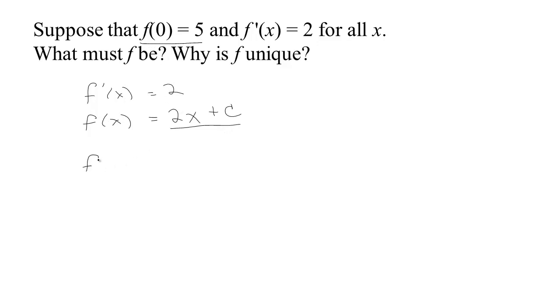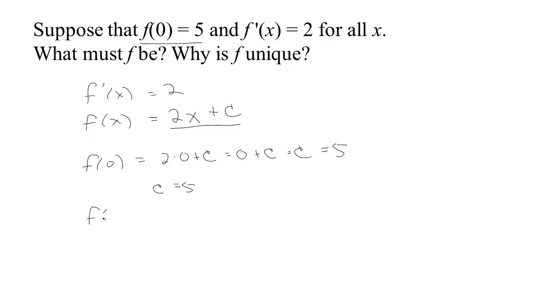Now, in order to choose the constant, we could use this information that when you plug in 0, 5 comes out, because from what we found, we know that if you plug in 0, you get 2 times 0 plus c, which would just be c. On the other hand, we're told that if you plug in 0, 5 should come out. So now we know that c must be 5 by comparing those two.